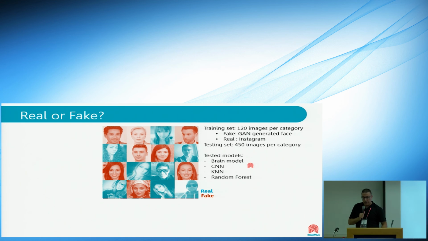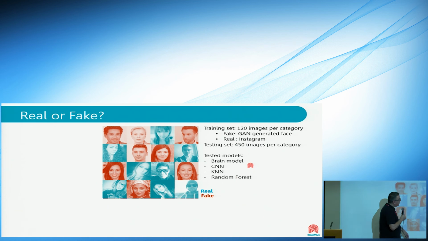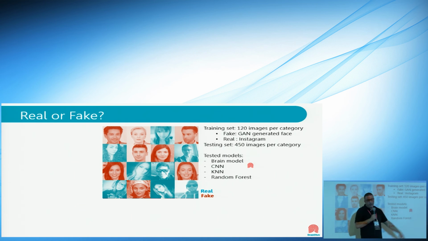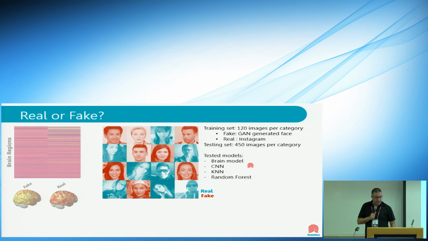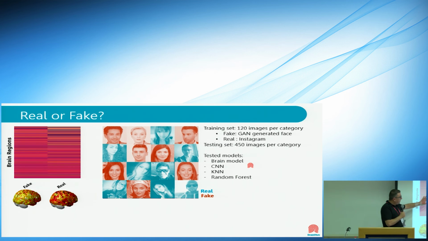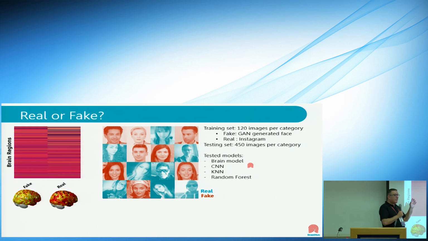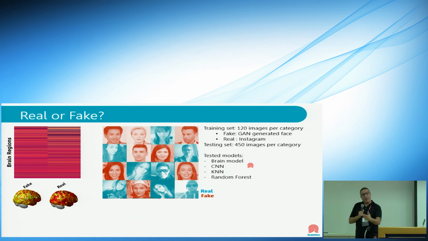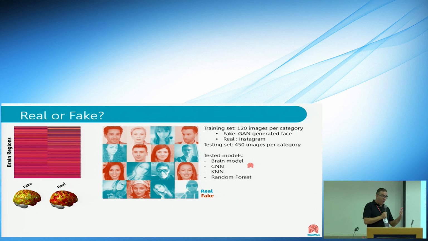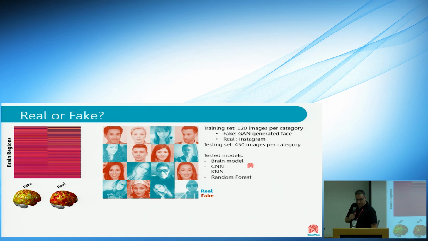And what we asked our model, so we took 120 images per category. The fake ones were taken by the GAN-generated face algorithm, and the real faces were taken out of Instagram. And we used again our model and the naive other model. What you can see here is the brain response to real and fake faces, and you can see that it is dramatically different. So our brains can detect. It might take a while for us as humans to do so, but the digital brain can do it quite rapidly. So the brain response is quite different between real and fake images.